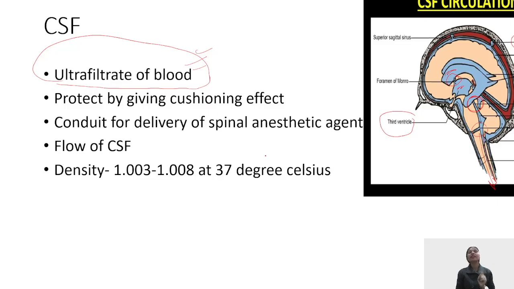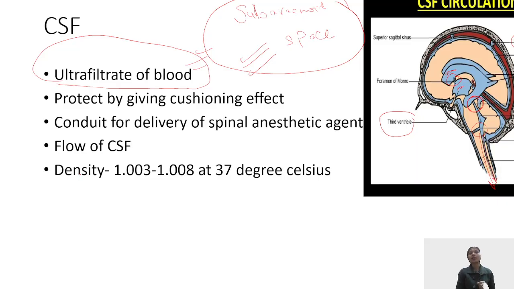And where in the spinal canal is it present? It is present around the spinal cord, giving the cushioning effect in the subarachnoid space. If it is asked where CSF is present, CSF is present in the subarachnoid space. Okay, I hope the flow of CSF is clear.